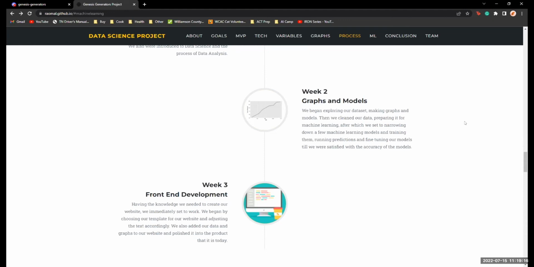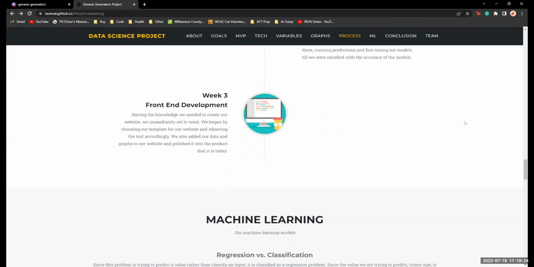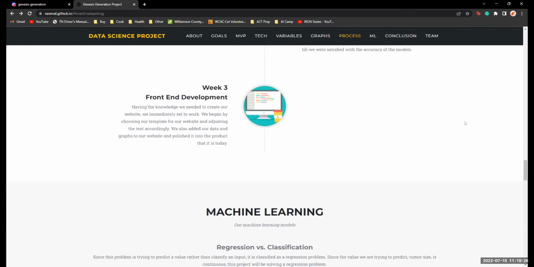We began designing a website, creating an interactive user interface to interface with the predictions. This actually became what it is today. Now handing it over.